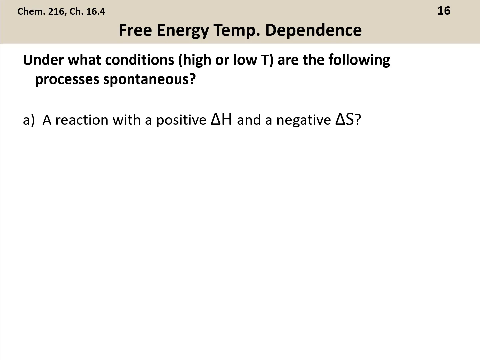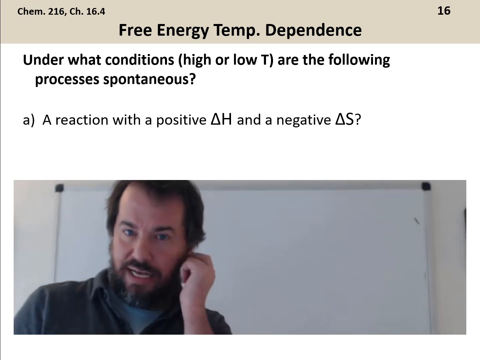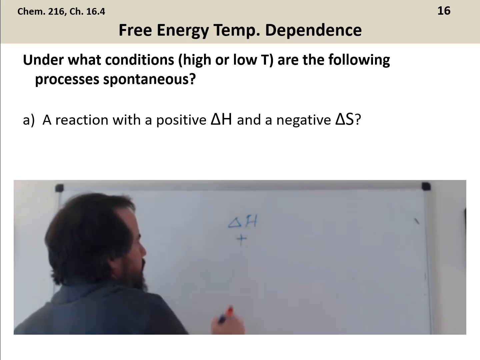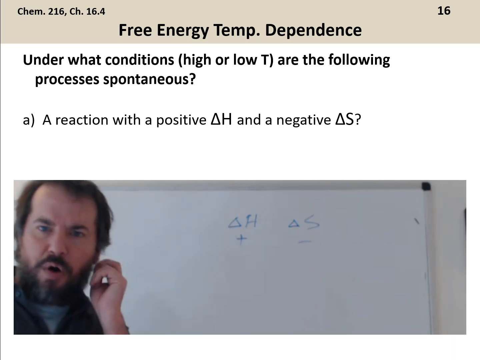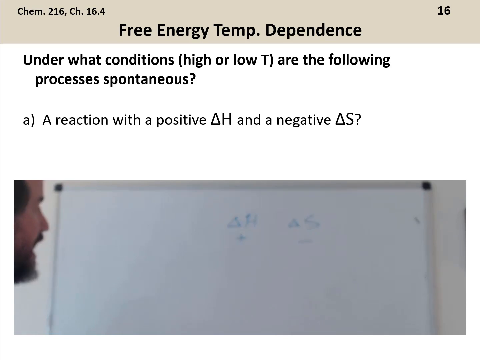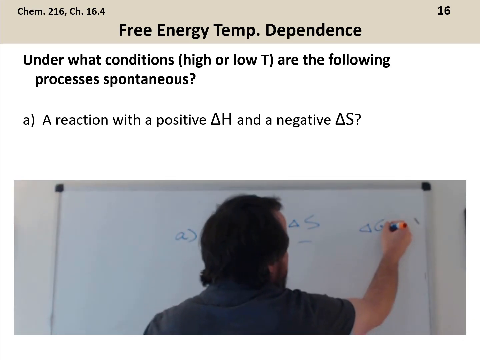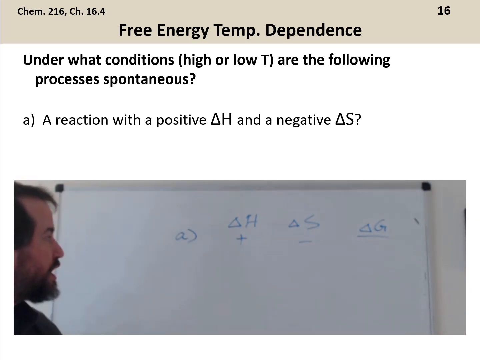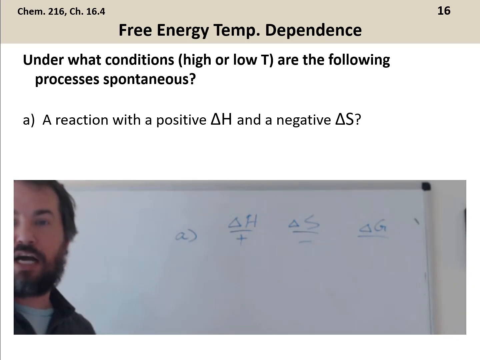All right, so let's say we have a reaction with a positive delta H and a negative delta S. Well, I could just go to that last figure, but let's make sure we understand why this is the case. So we want to know delta G, whether it's positive or negative, based on these two. So delta G is going to be delta H minus T delta S.